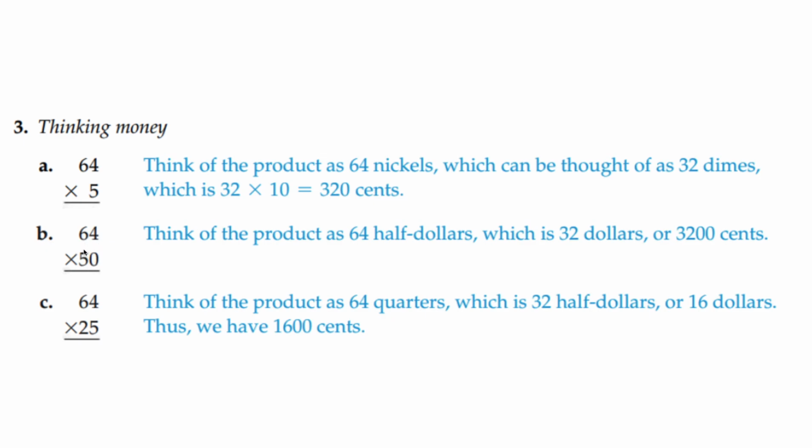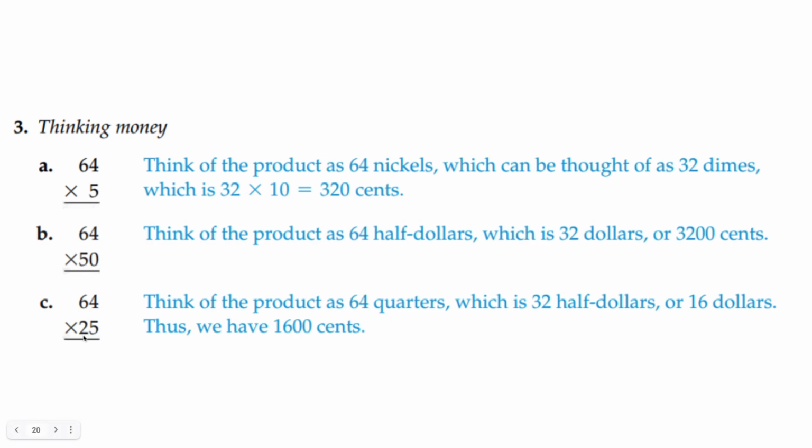50 is half of a dollar. So you can think about this changing 50 cents into $1, which is 100 cents, and you can just halve 64 to 32, right? So it's the same as $32, which is 3,200.